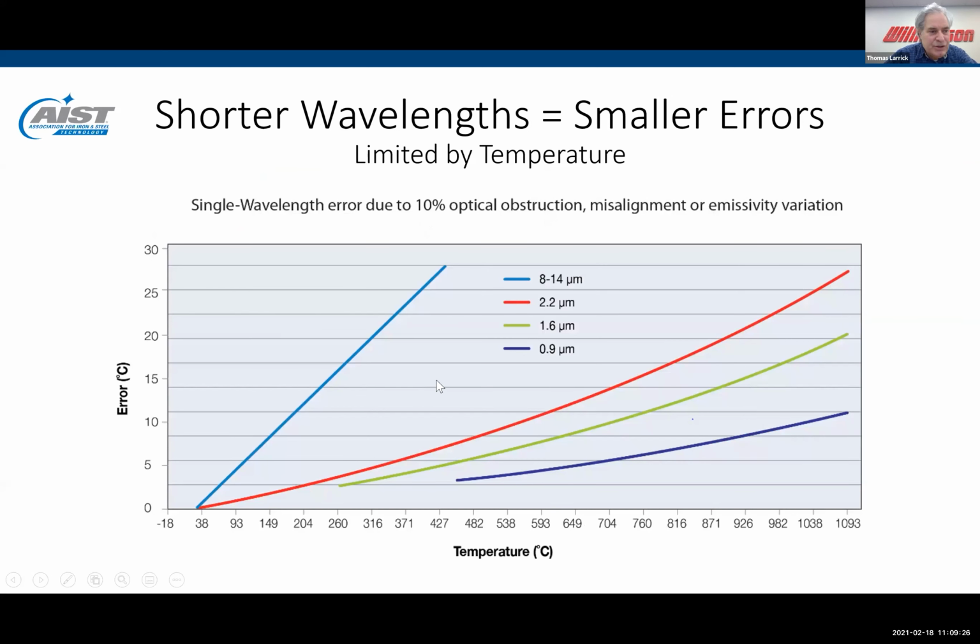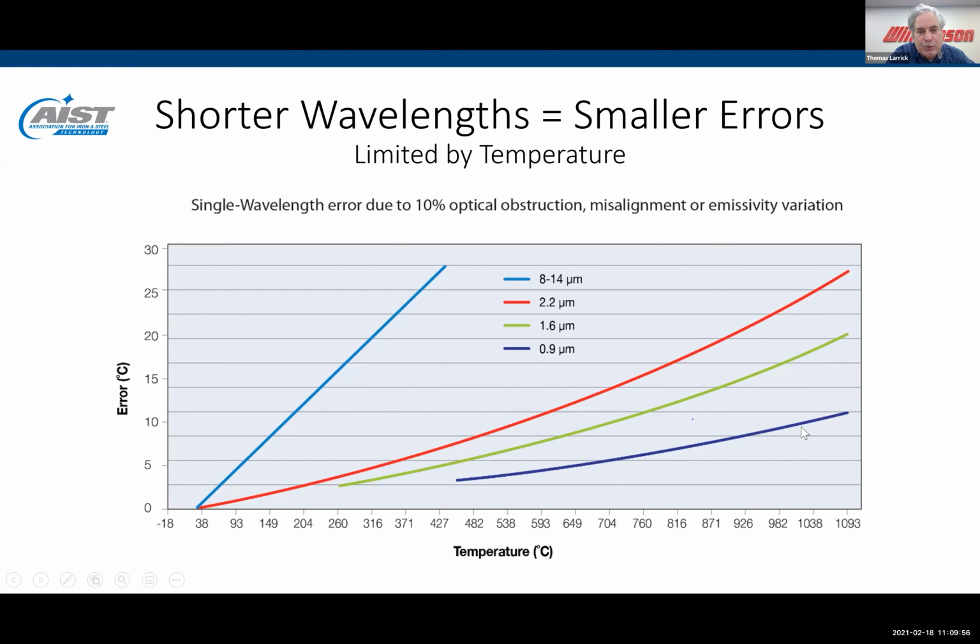And here we see the errors at different temperatures for different wavelengths. And these are the errors associated with a 10% change in optical obstruction, misalignment, or emissivity. And when you use a longer wavelength pyrometer, your errors are larger. And as the wavelength gets shorter, the errors become smaller.